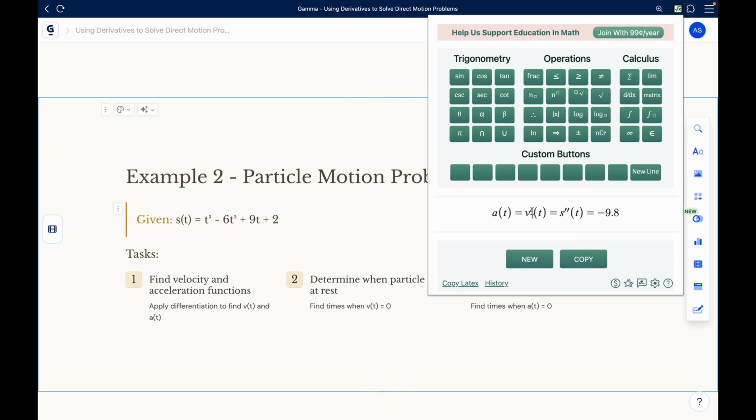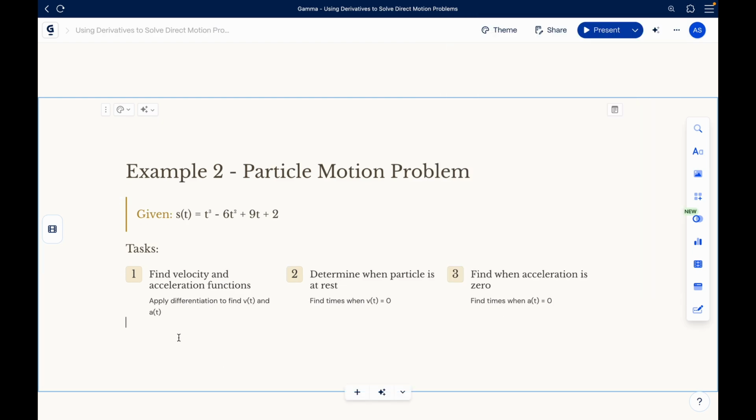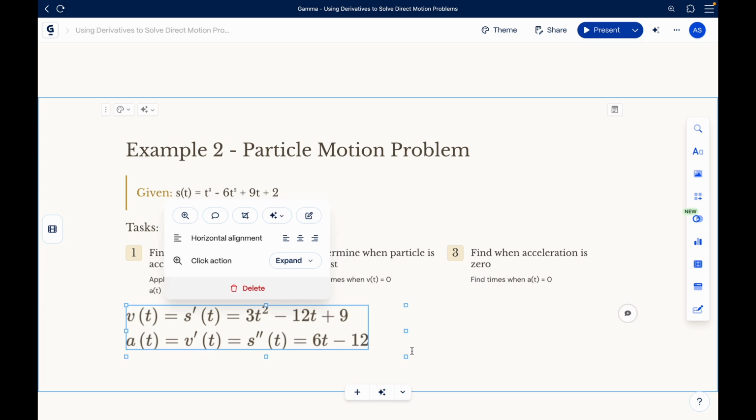Now, all we have to do for v of t is differentiate the function, so that'll be pretty simple. Using the power rule, we'll get 3t squared minus 12t plus 9. Then acceleration a of t is equal to the derivative of velocity. It is also equal to the second derivative of position, and that is equal to 6t minus 12. So that is the first of our 3 tasks done.